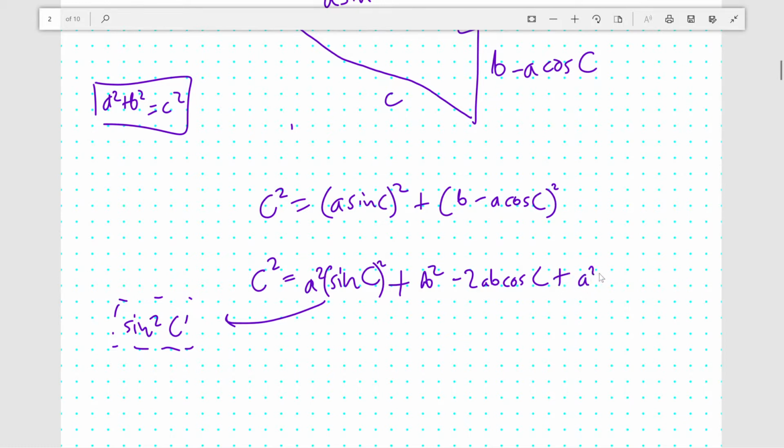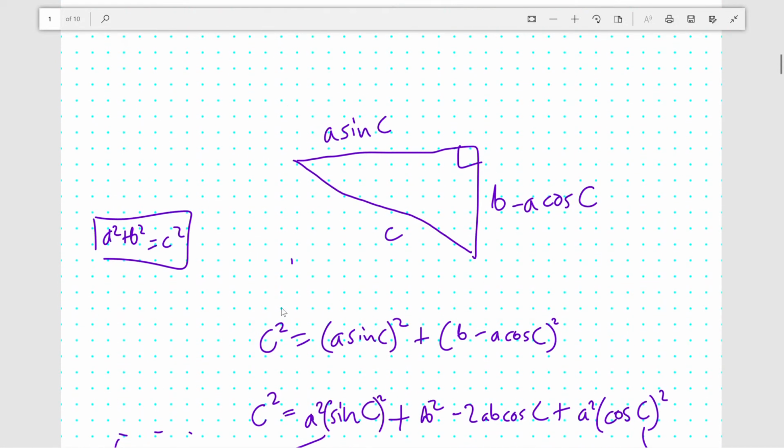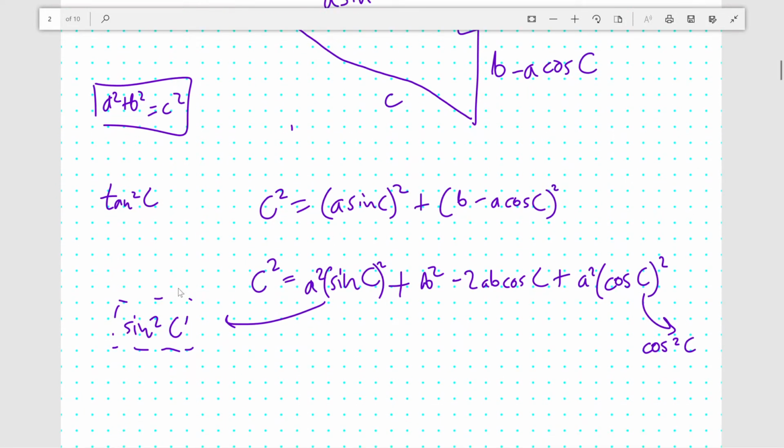So plus this. And of course this can also be rewritten as cosine squared c. That's the kind of notation that they're going to be using with these trig functions. I'm sure there's also a thing called tangent squared c, for example. That's how they do it with these kinds of mathematical preset functions that everyone knows about.